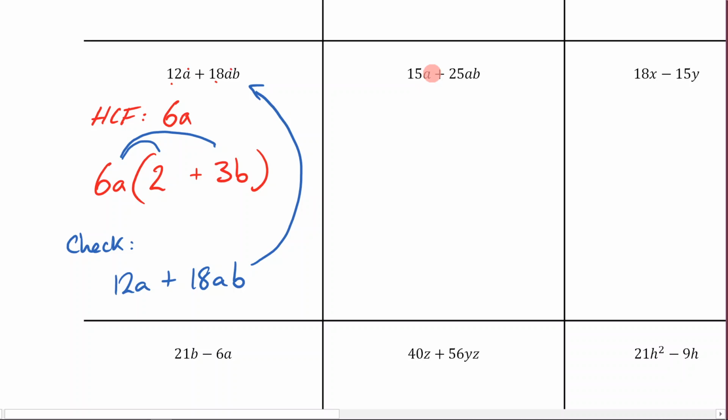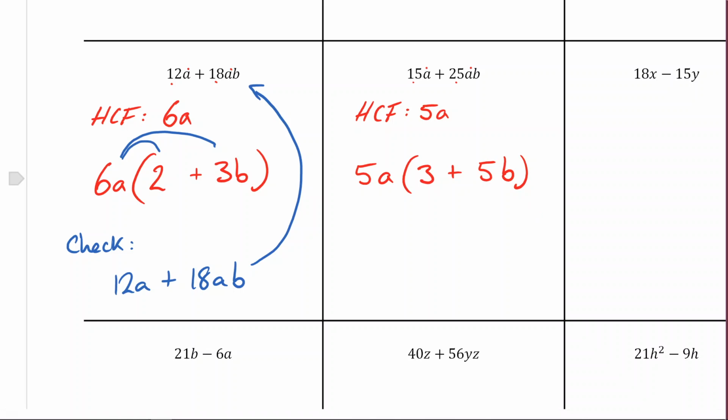My highest common factor here, well, as you can see, I have 15 and 25. So my highest common factor is going to be 5. And then I have an a and an a, so I can pull that a out. So I'm going to get 5a. 5a multiplied by what will get me 15a? That's going to be 3. Plus 5a times what will get me 25ab? That will be 5b. We can now double check that we have done this correctly.